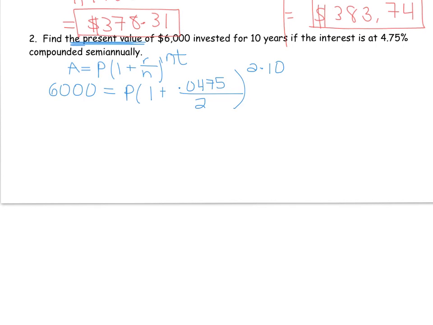I'm just going to go ahead and, while we're at it, divide right away. Since I want this P, I'm going to divide by everything that's connected through multiplication to that P. So I'm going to divide by 1 plus 0.0475 divided by 2, to the 20th, and divide that by both sides.